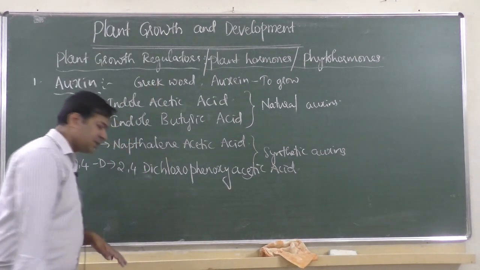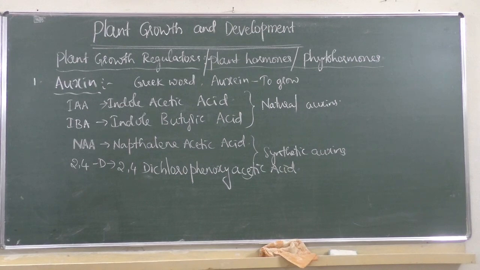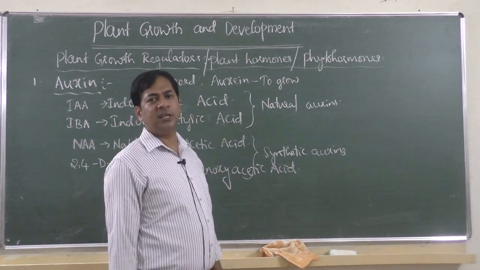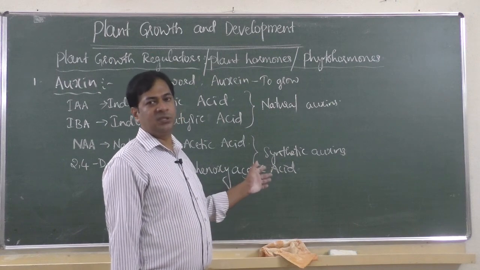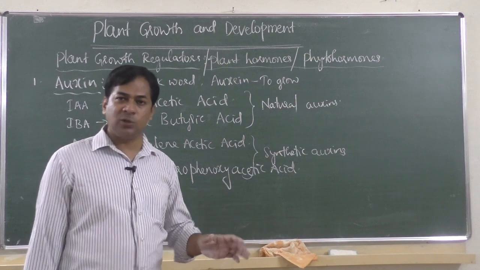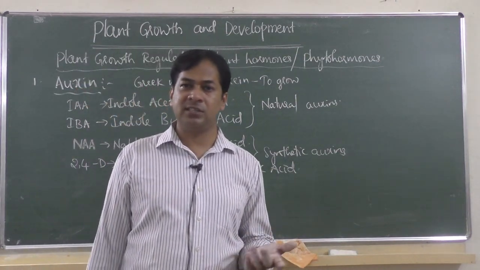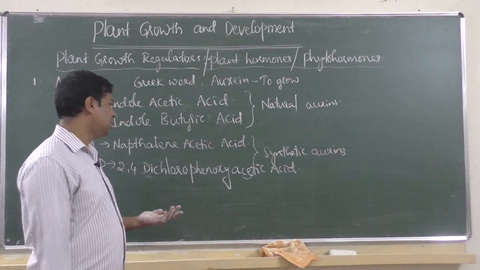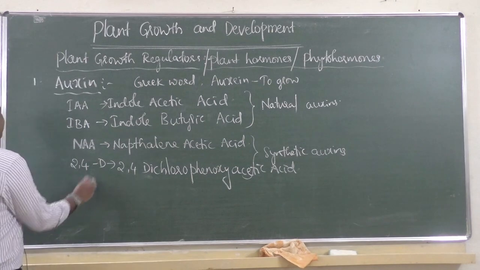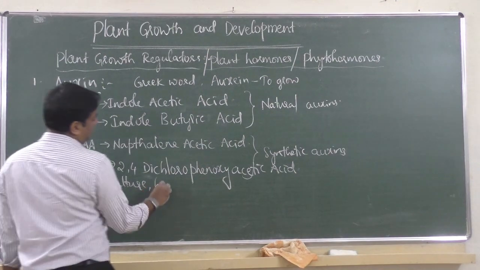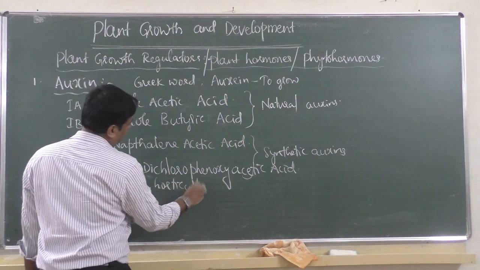Okay, so next what we are going to learn is about naturally produced and synthetically produced auxins, which farmers use in agricultural and horticultural practices to make plants grow very fast. In horticulture and agriculture, they use these on plants and crops to grow them.